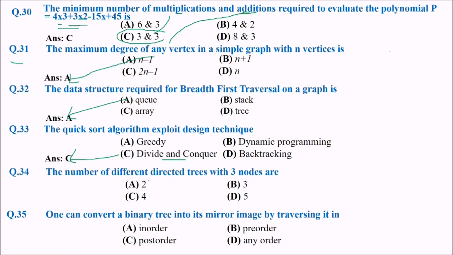Next is the number of different directed trees with 3 nodes. The answer is 3.